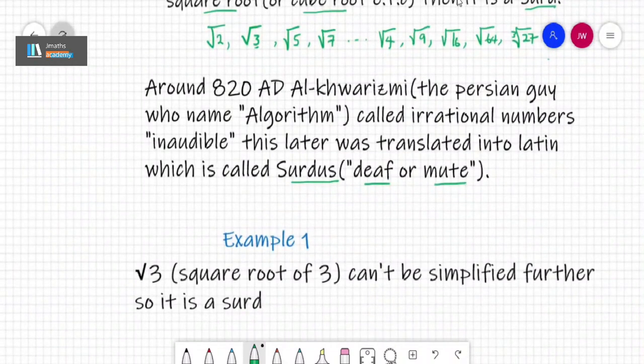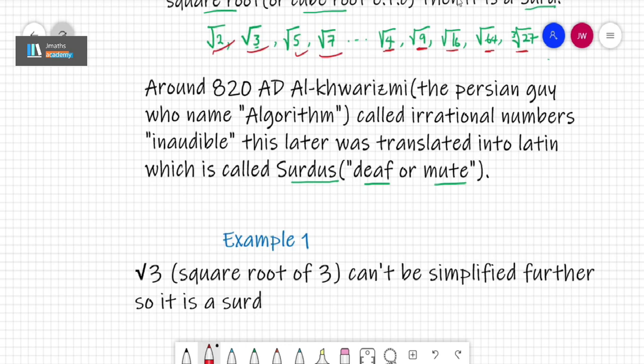Okay, so as we said before, these are not surds. Root 4, root 9, root 16, root 64, and the third root of 27 are not surds. So all these are not surds, but these are surds. Okay, so we have more examples here.